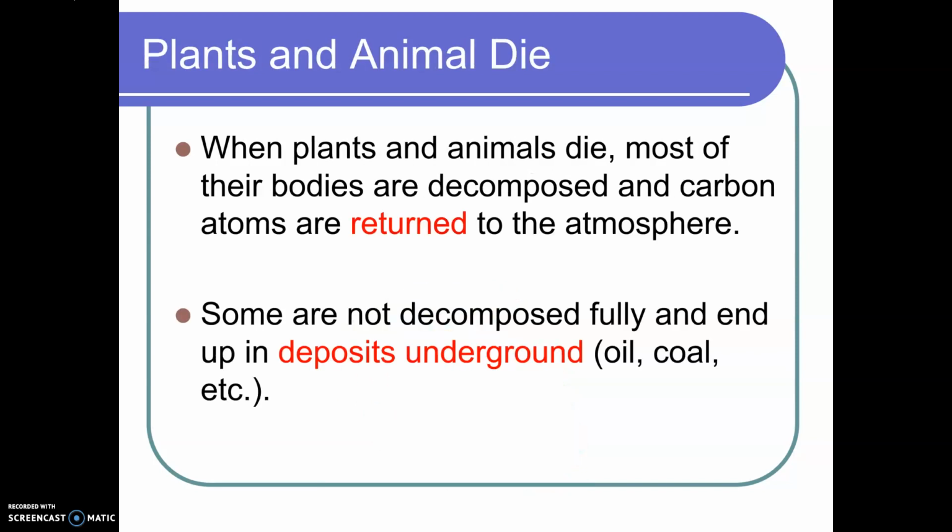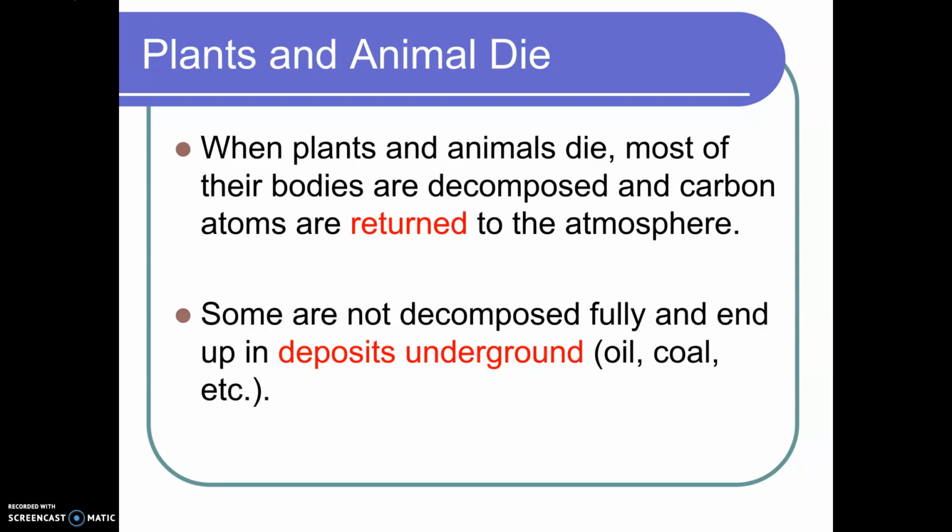Now, whenever plants and animals die, let's say you're out in the forest and you have a tree that dies, or you have a deer that dies, most of their bodies are going to get decomposed. We've got decomposers that live in the soil, bacteria, fungus, worms, all kinds of things that help to decompose these organisms that died. When those organisms get decomposed, that carbon that was found in the plant or the animal gets returned back up to the air.